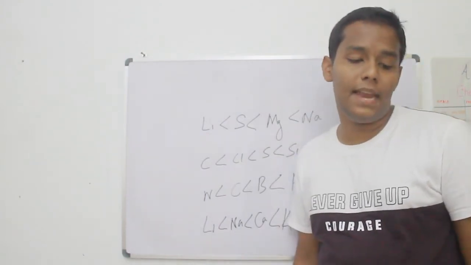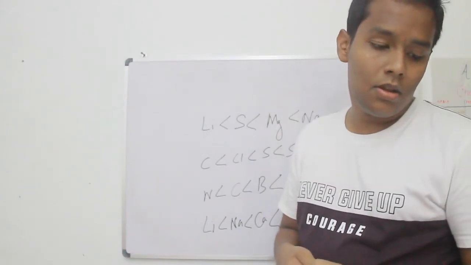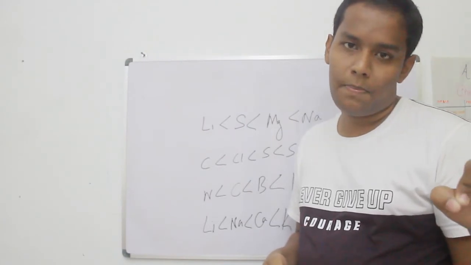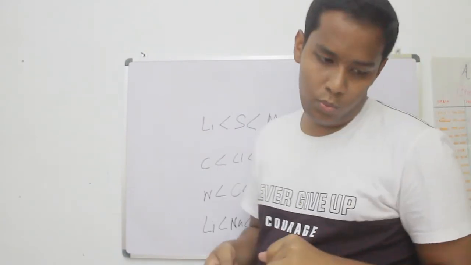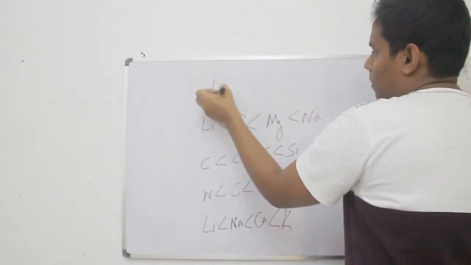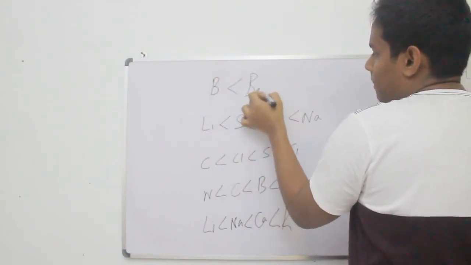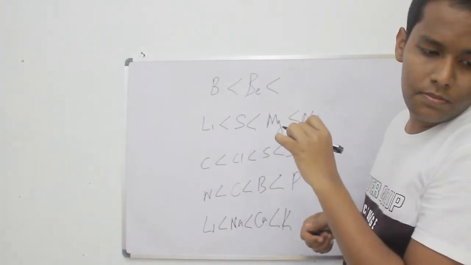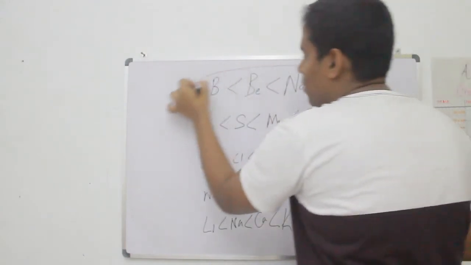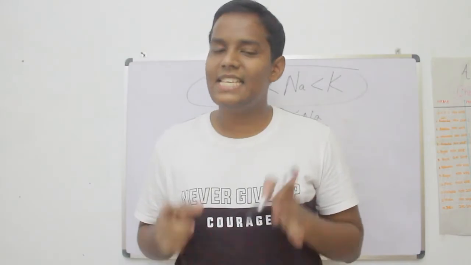Sodium is period 3, beryllium and boron are period 2. Boron is from period 2. Beryllium is from period 2. Sodium is from period 3, potassium from period 4. So, boron will be the smallest, then beryllium, then sodium, and finally K. So this will be your answer for question number 9. For question number 9, your answer is answer number 5.